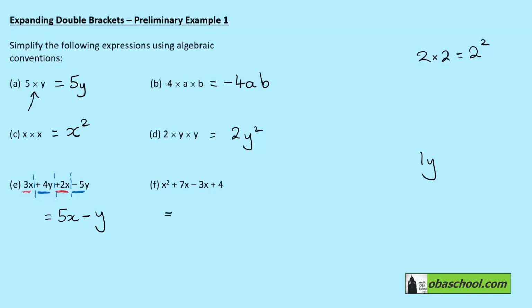With the next one, and this is very relevant to what we're going to be doing, the only like terms here are the x's. So the x squared will just carry on because there's nothing for it to pair with. But 7x take away 3x is 4x, and positive 4x because it's a plus 7 take away 3. And then there was nothing to collect the 4 with, so we still have it.